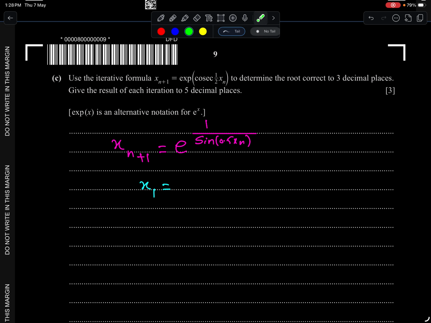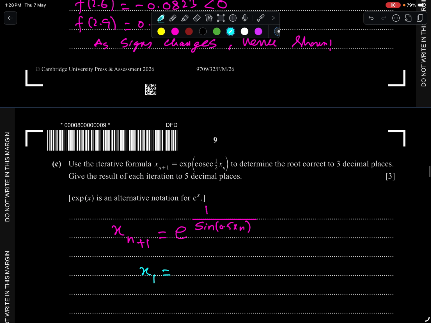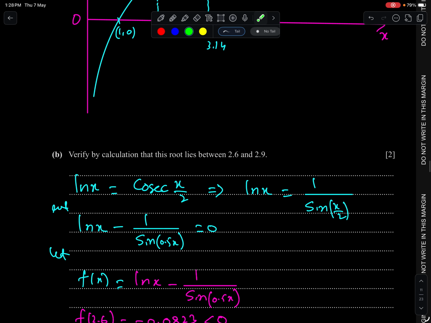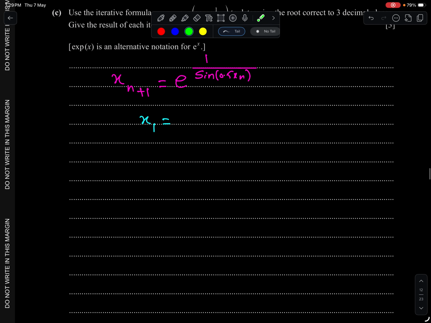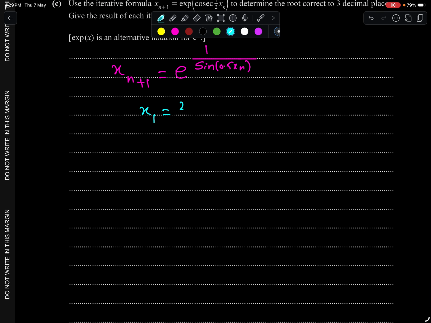And remember, we have to show each iteration up to 5 decimal places and the final answer up to 3 significant figures. Okay, x1 is the average of these two values. Take the average of these two to get x1: 2.6 plus 2.9. If x1 is not given, then take the average. So it's 2.75.